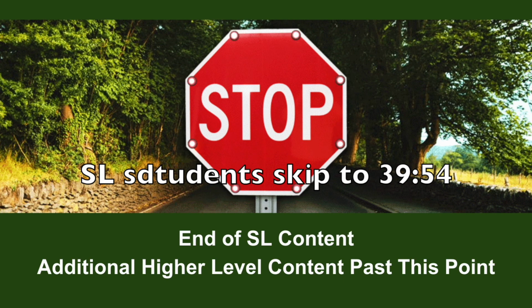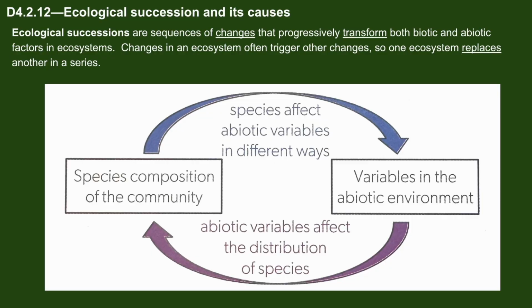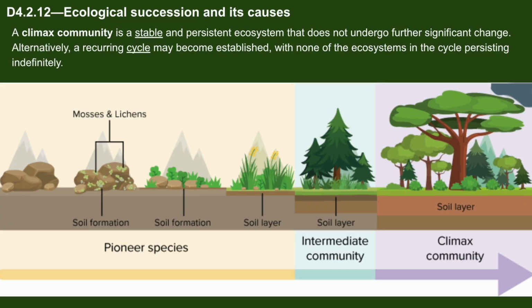All right, this is the end of SL content for D4.2. Continuing on with the HL content. Okay, ecological succession is a sequence of changes that progressively transform both biotic and abiotic factors in ecosystems. Okay, a climax community is a stable and persistent ecosystem that doesn't undergo further significant change.